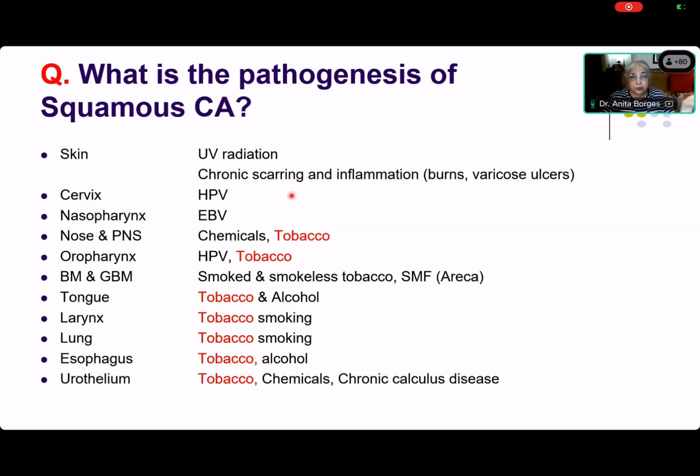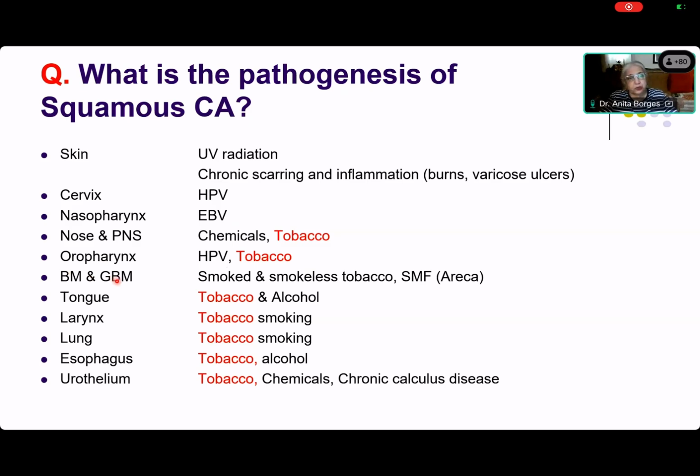In the cervix, it is HPV. In the nasopharynx, it is EBV, because undifferentiated carcinoma of the nasopharynx is a form of squamous carcinoma, and you do have squamous carcinomas of the nasopharynx which are caused by EBV. Then you have the nose and paranasal sinuses, and you get squamous carcinoma there induced by chemicals or by tobacco. Oropharynx, HPV, and tobacco.